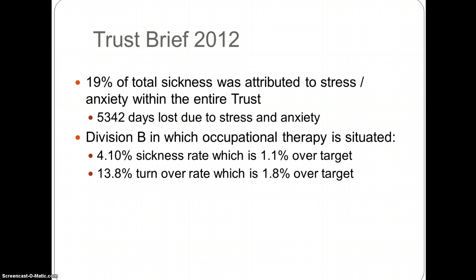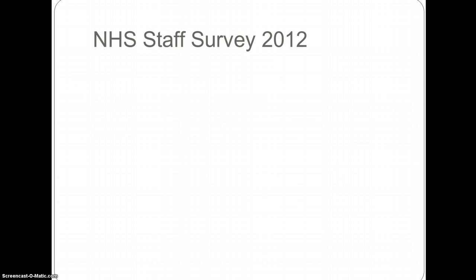Division B, in which occupational therapy is situated, unfortunately I don't have the breakdown of the percentage of sickness which was attributed to stress and anxiety, but the sickness rate is 4.1% with a target of 3%, so we were 1.1% over target. And the staff turnover rate was 13.8%, which was 1.8% over target. So sickness and turnover are, again, above target and are outcomes of work-related stress.